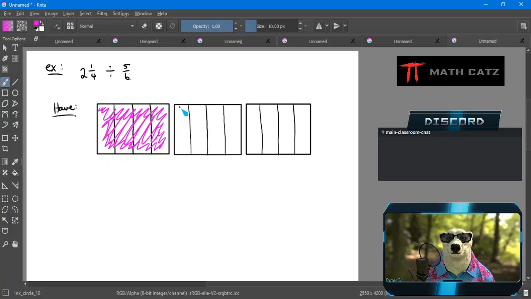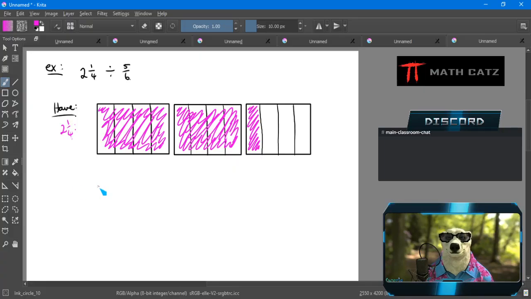I have all of this first rectangle. I have all of the second rectangle. I have a little bit more. There we go. Now, so 2¼.